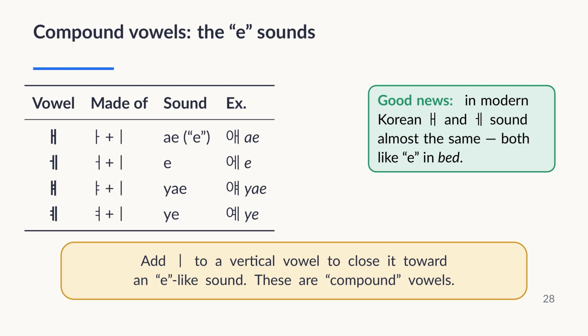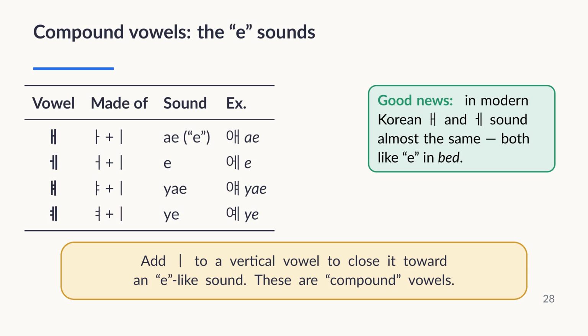The example is E. Here is the good news in the tip box. Although these 2 vowels, I and E, were once distinct, in modern spoken Korean they have merged and sound almost identical, both like the E in bed. So you do not have to agonize over telling them apart by ear. You mainly need to know both spellings exist.